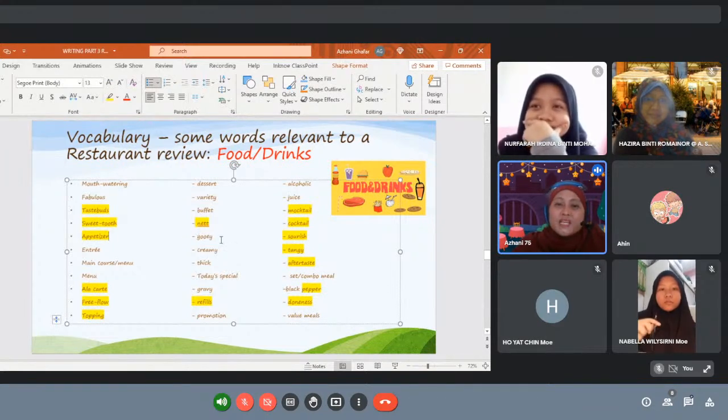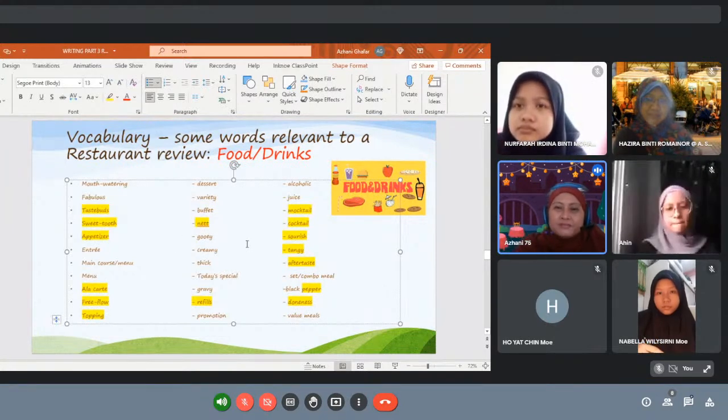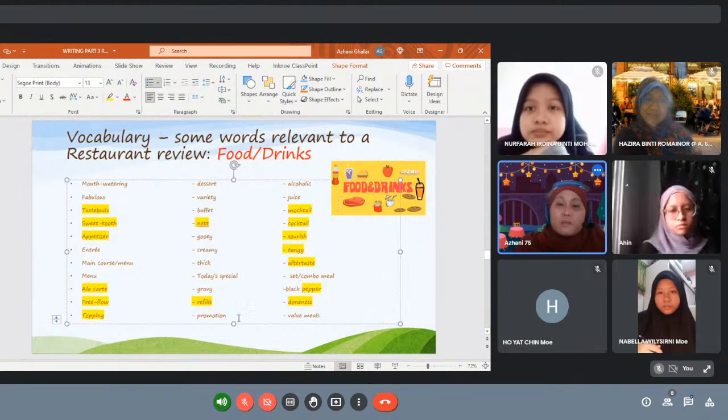Gooey. Gooey like sticky and, you know, creamy thick. Today's special, okay? Special menu. Gravy. What you have with your steaks maybe? Refills. Just now refills, free flow, refills. These are connected.